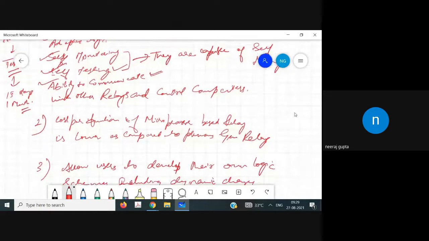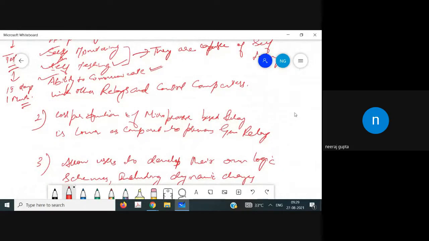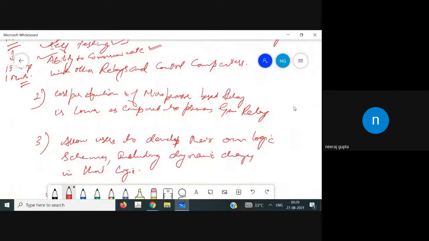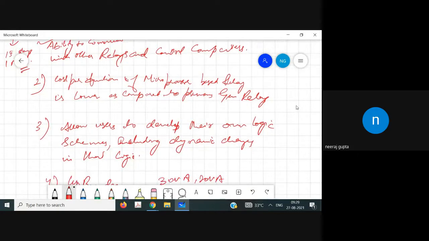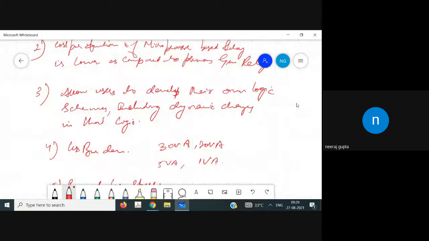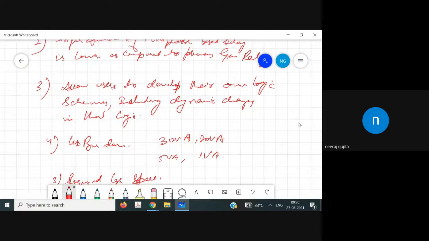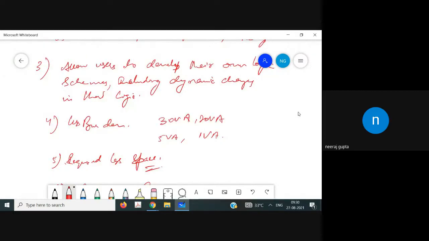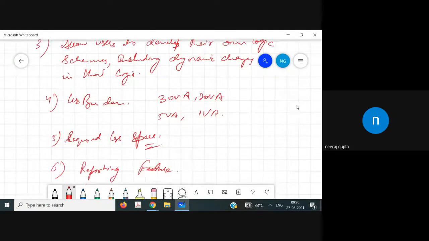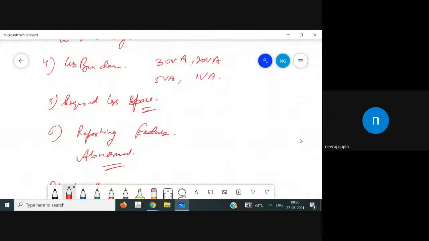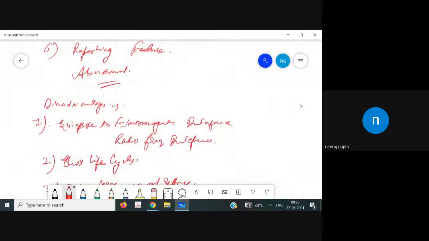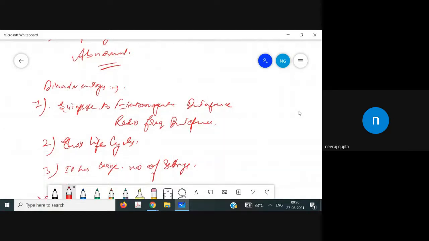Now, the cost per function of the microprocessor-based relay is lower as compared to the previous generation relays. I mean, whatever function we require, the cost per function is very low. It allows users to develop their own logic, including dynamic changes in the logic, and they can change the logic while it is in operation. It has less burden and requires less space, and it has a reporting feature also. Whenever an abnormal condition occurs, definitely it will give a signal to the concerned person.